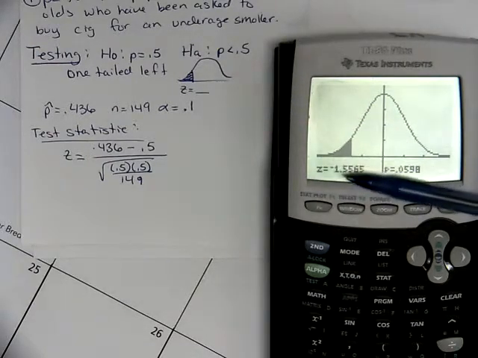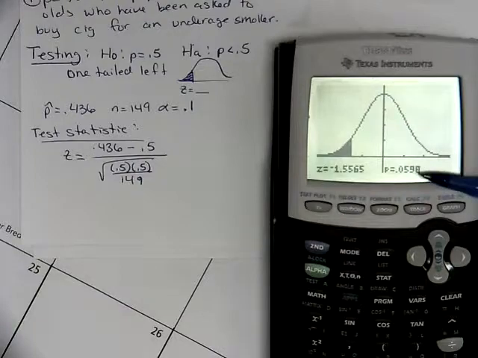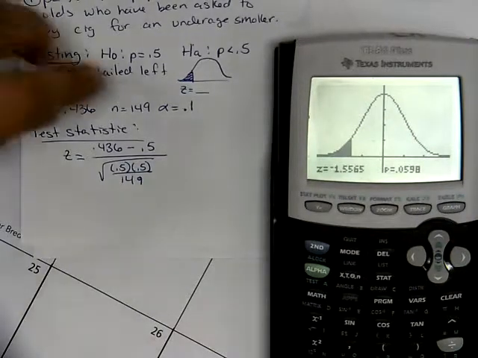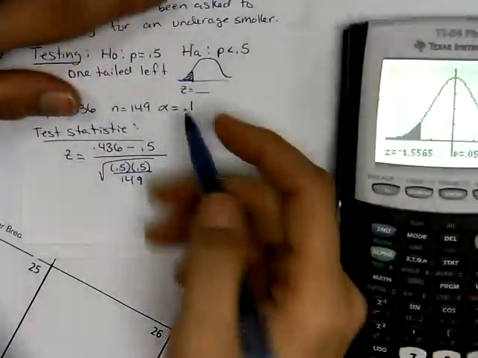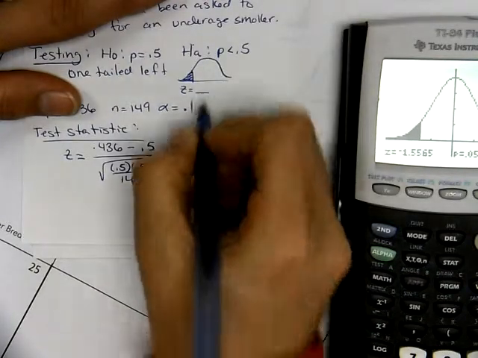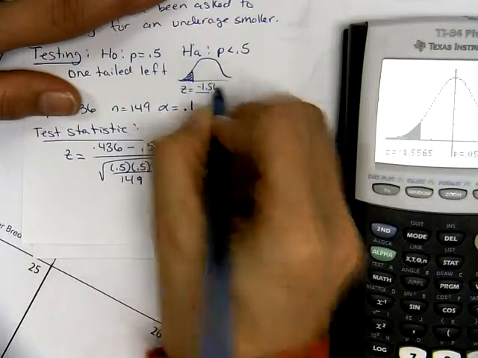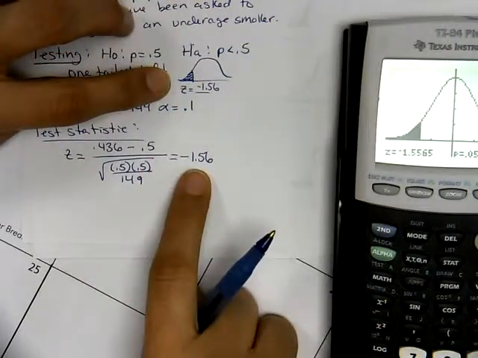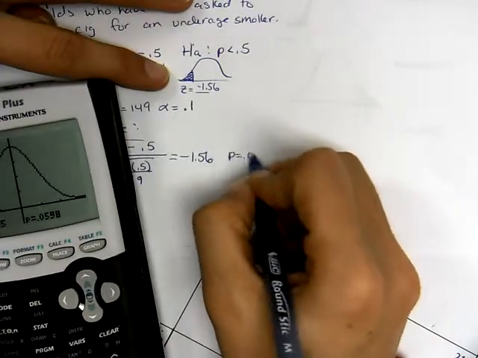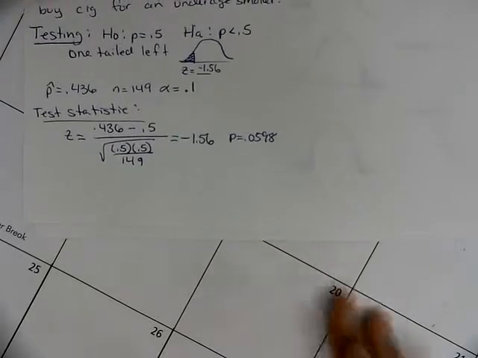This is your Z, this is your test statistic, it gives you a p-value. So yesterday I told you you had to look it up in a formula sheet. You don't have to. The calculator will give it to you. So this whole thing equals a negative 1.56. So that's what I got to put here. And then it gives me a p-value of 0.0598. So then just write it out like as a sentence.